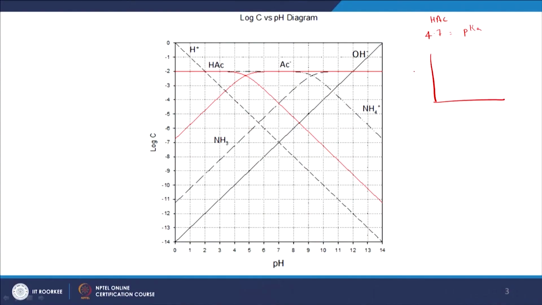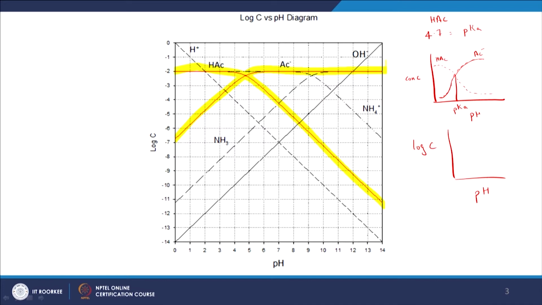Earlier we looked at the speciation diagram, concentration versus pH, which is not normalized. This was HAc and Ac minus, and this was the pKa. Now, if you take the log C rather than concentration versus pH, the shape is going to be relatively different. Let me highlight the relevant graphs you are trying to look at. It is the red graph here. So this is HAc and this is Ac minus.